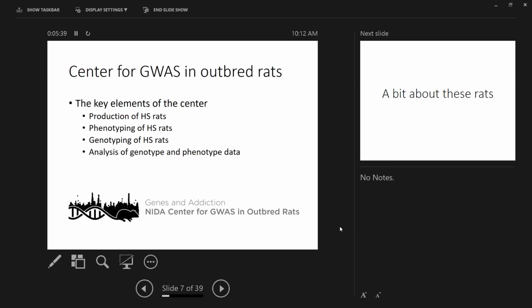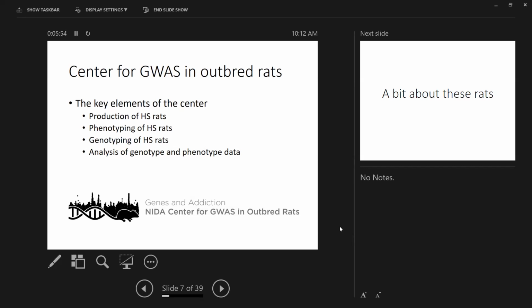Okay, and so to do that, we have to have a lot of kind of statistical infrastructure. We have to have a big database where we store all of this phenotypic information, the genotypic information, et cetera. And then we have to produce kind of human readable reports about all of this. And so we've put a lot of effort into setting up those steps.